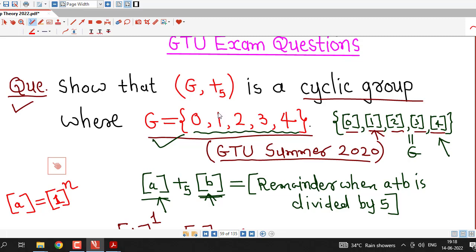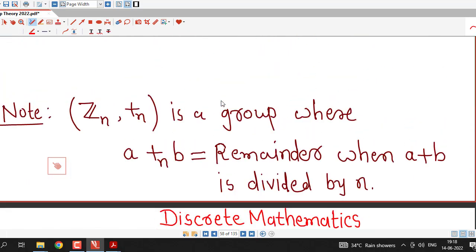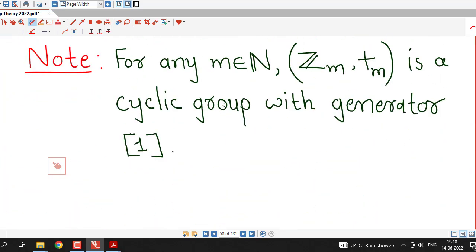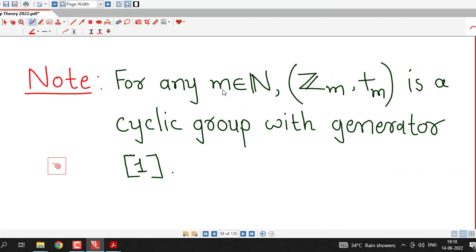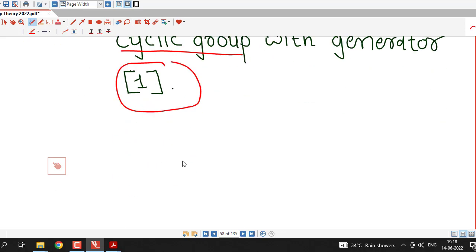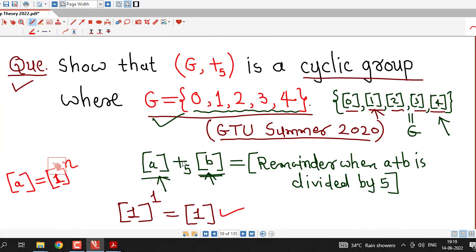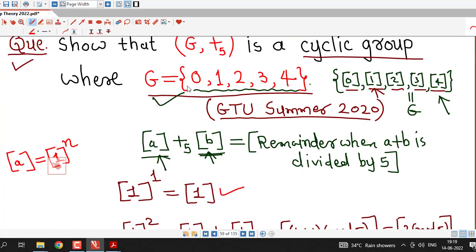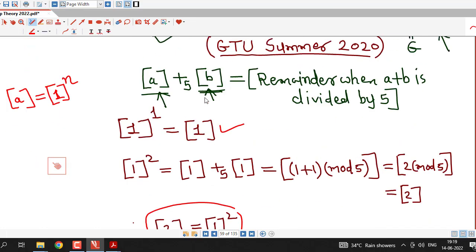Now you may have a question: why did I start with 1? Because I know that if I have addition modulo n, then it is always a cyclic group. For any natural number m, Zm under addition modulo m is a cyclic group with generator equivalence class 1. Therefore I started with 1 directly. But if you are not sure, you can start randomly. You can start with 0.